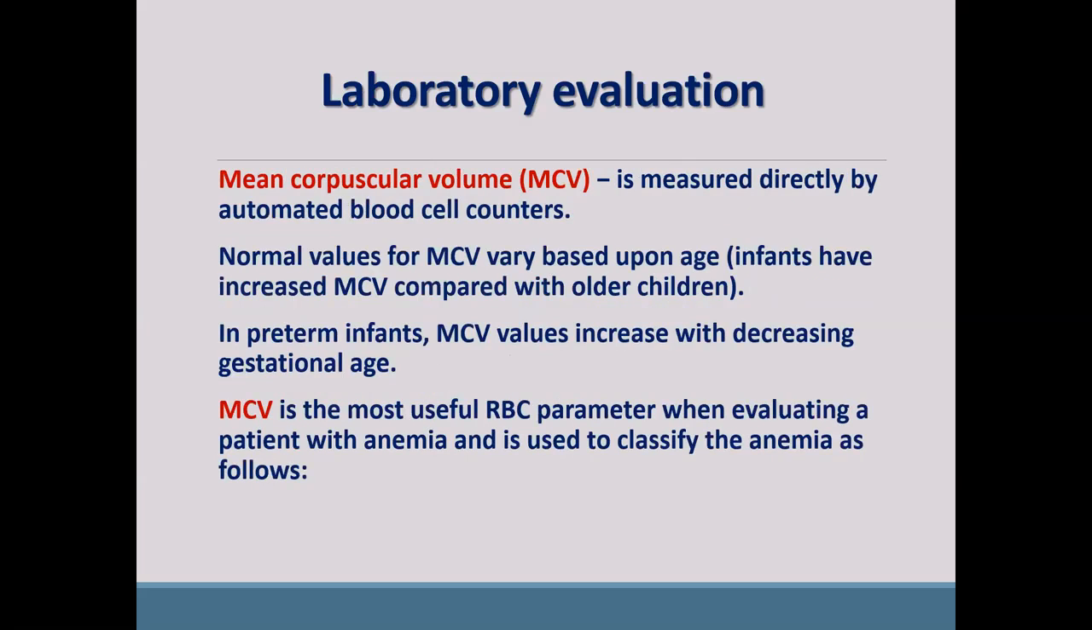The mean cell volume is measured directly by automated blood cell counters, and its normal values vary with age. Usually infants have increased MCV compared with older children. Also, in a preterm infant, the MCV values increase with decreasing gestational age. MCV is the most useful RBC parameter in evaluation of a patient with anemia and is used to classify anemia as follows.